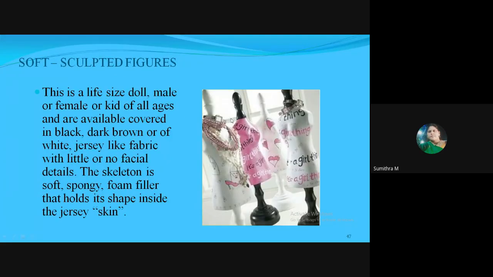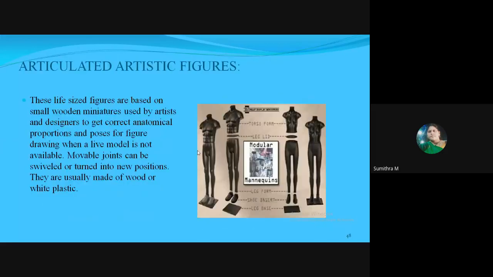And this is called a soft sculptured figure. It is a life-size doll. It can be male, female, or a kid of any age. It may be in black, brown, or white color, and it is covered in soft, spongy foam. It's made like a doll. Above that, you can place different types of garments for showcase.